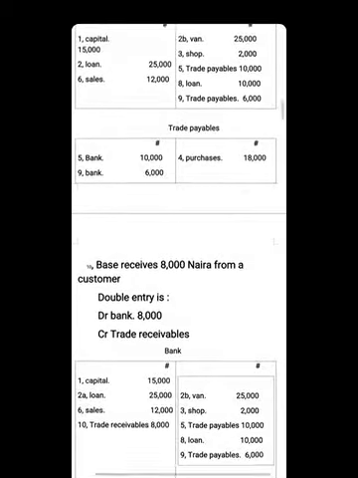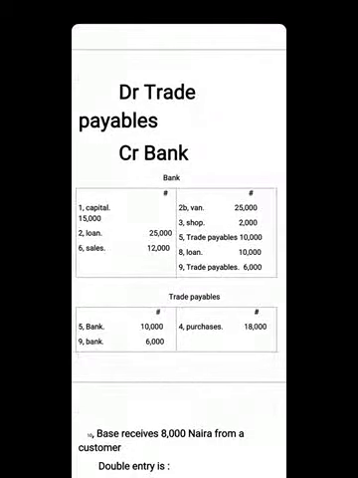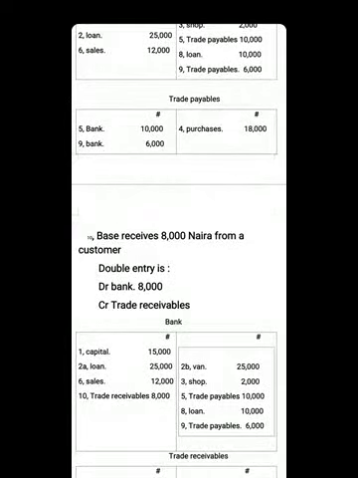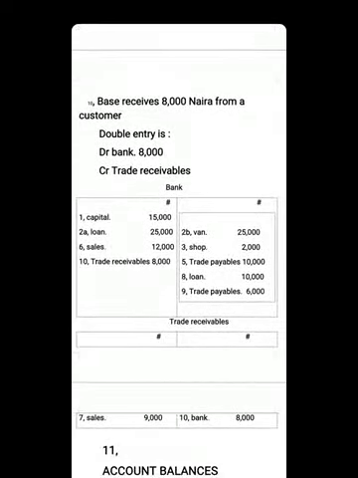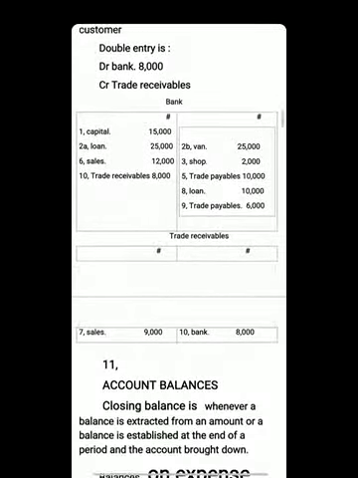Trade payables are when the company is owing another, maybe a supplier. When the company is owing, they need to pay money to another account. That is trade payables, what we call creditors. Trade payables. Now, that will take us to what?